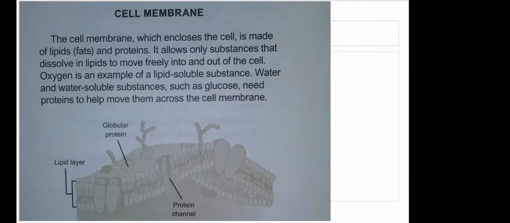The cell membrane, which encloses the cell, is made up of lipids, fats, and proteins. It allows only substances that dissolve in lipids to move freely into and out of the cell. Oxygen is an example of a lipid-soluble substance. Water and water-soluble substances, such as glucose, need proteins to help move them across the cell membrane.